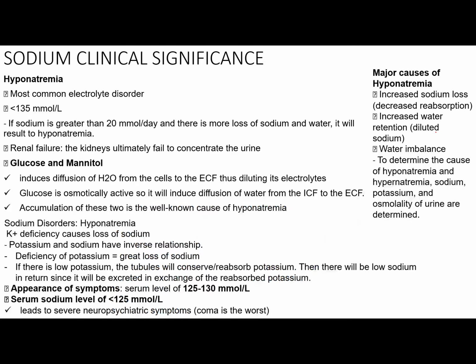Let's go to hyponatremia, class. So, hyponatremia is less than 135 millimoles per liter of sodium. Di ba, ang critical is less than 120. So, this is the most common electrolyte disorder. Now, if sodium loss is greater than 20 millimoles per day and there is more or less sodium in water, it would result to hyponatremia. So, pag mas madami daw yung loss ng sodium and water, class, mag-hyponatremia ka. A common cause of this is renal failure, wherein the kidneys ultimately fail to concentrate the urine.